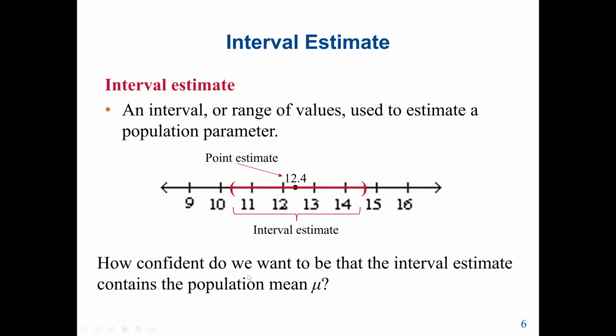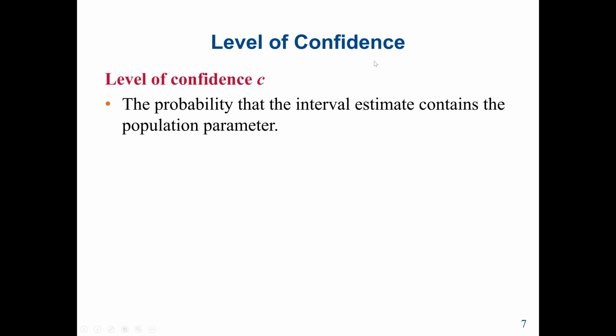Now, how confident do we want to be that the interval estimate contains the population mean? This is where we start with the confidence interval concept. Here, the interval is again from 10.5 to 14.5. How confident are we that the actual mean will be inside that interval? That leads us to the level of confidence. The level of confidence is the probability that the interval we estimate contains the population parameter. It can be 95%, 90%, or 0.9. If we are using values, we may use the probability that the interval estimate contains the population parameter, maybe 0.90 or 90%.